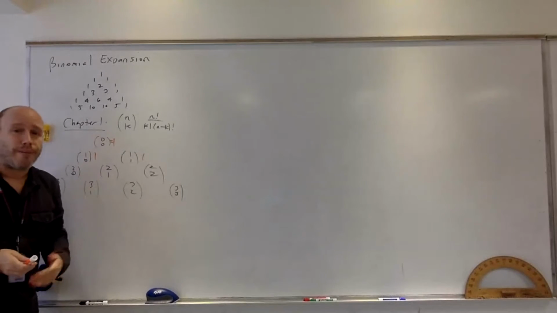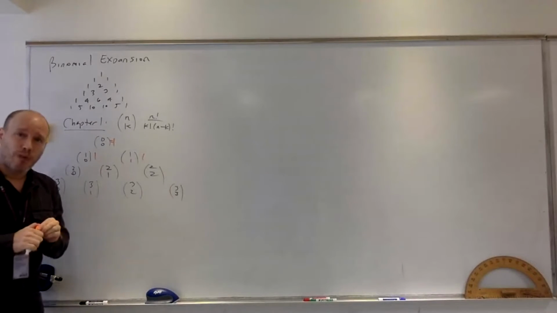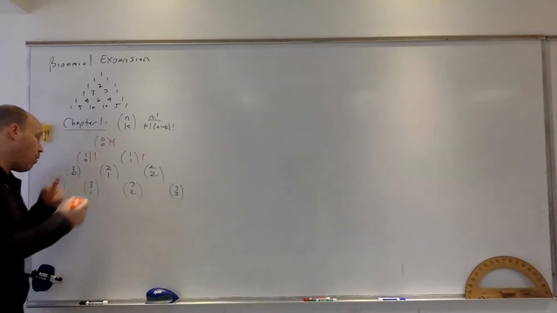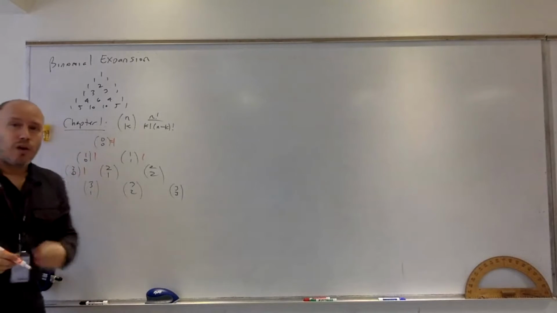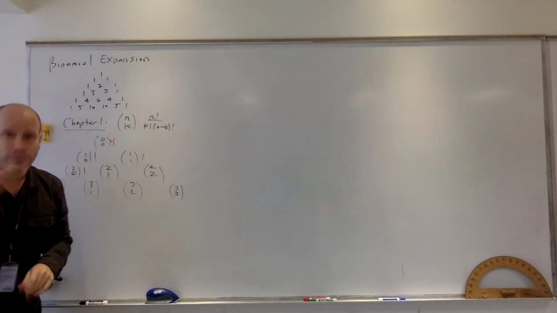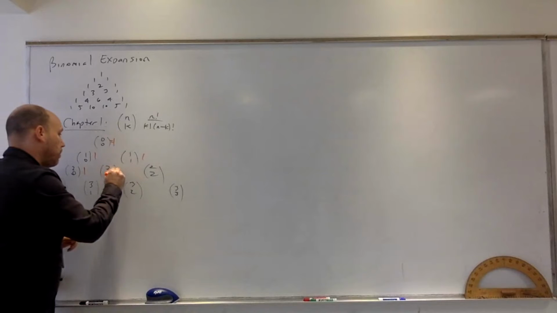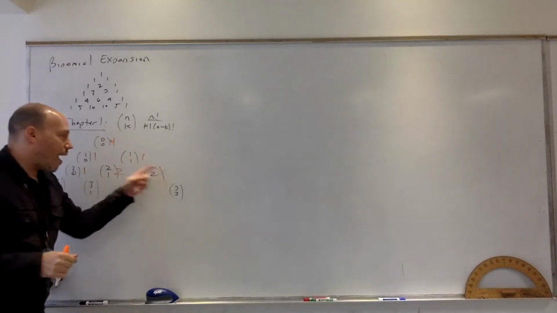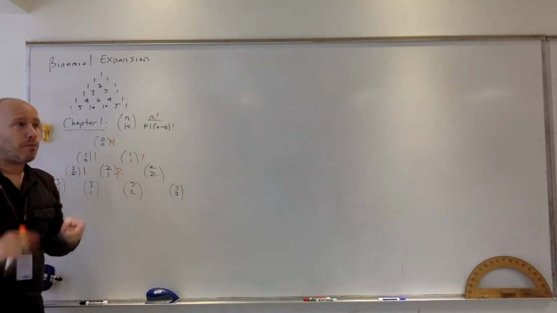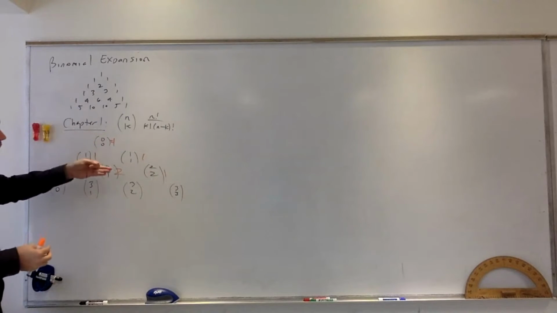Now let's go to the third row. 2 choose 0: I have 2 objects. How many ways are there for me to choose none of them? 1 way. How many ways are there for you to choose one of them? Well, I could choose the first or the second. How many ways can I choose both of them? Well, there's 1 way. And we see there seems to be a connection.